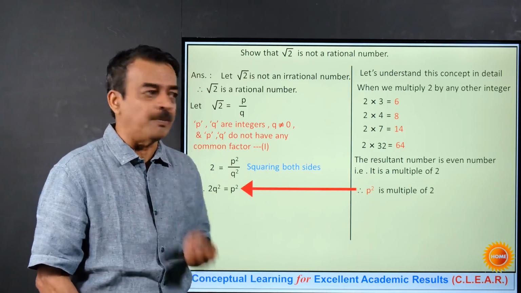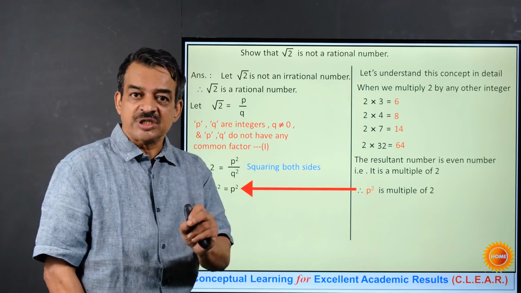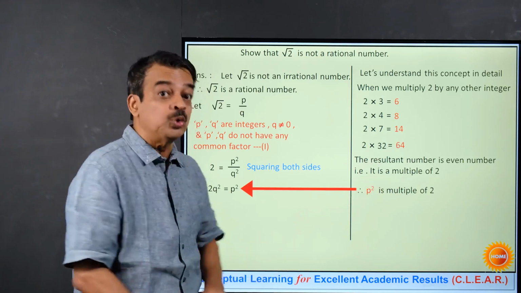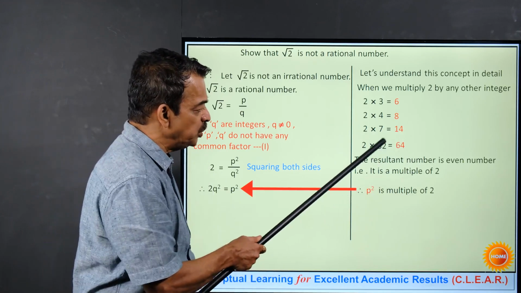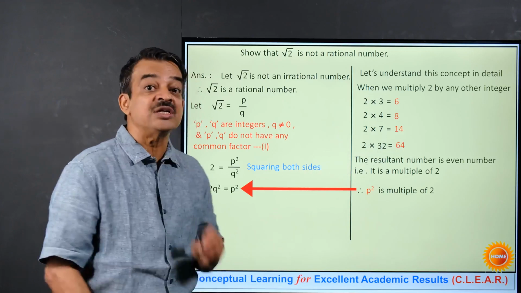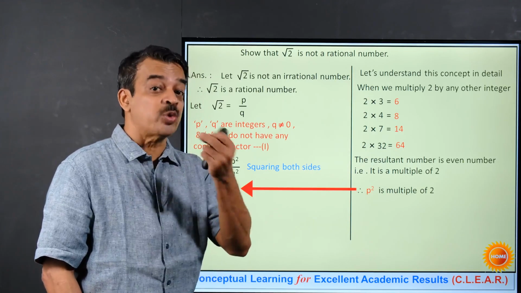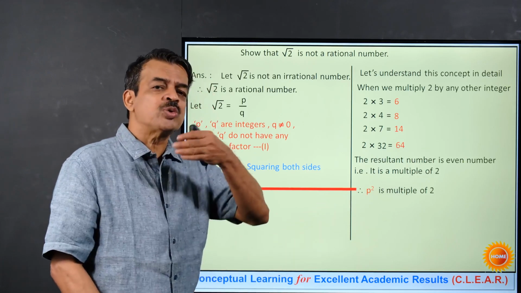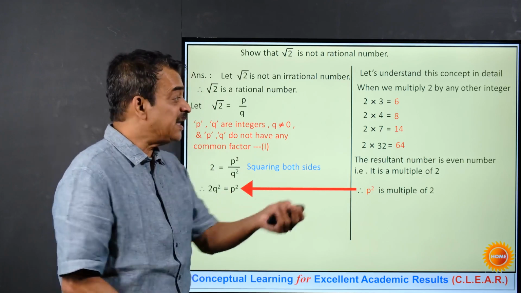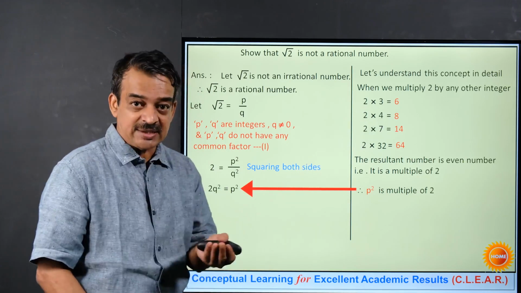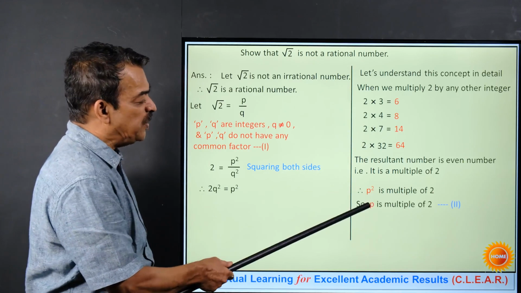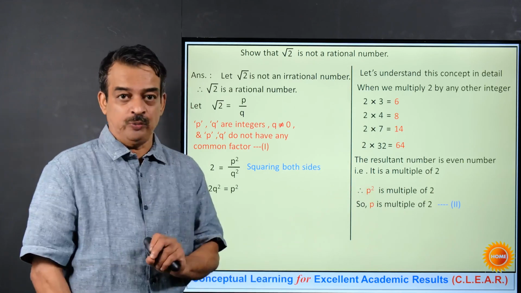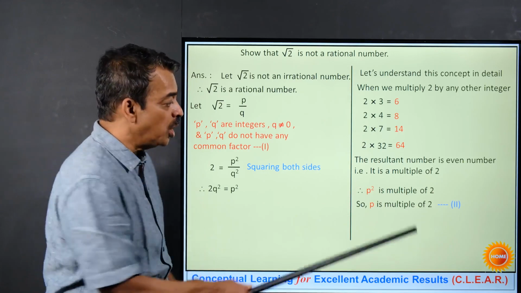Let's take a simple example. 64. 64 is a square of 8. Is 64 a multiple of 2? Yes, because 32 multiplied by 2 gives me the result 64. As 64 is a multiple of 2, what is the square root of 64? 8. Is 8 a multiple of 2? Yes. So, I will make the conclusion p, which is the square root of p square, is also a multiple of 2. So, I hope you have understood up to this part.